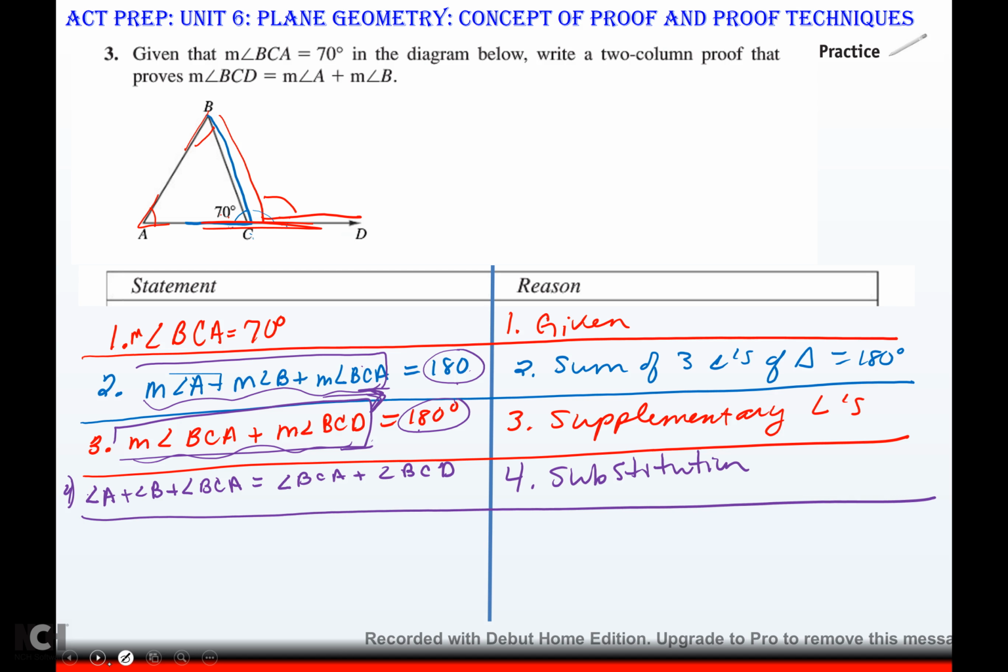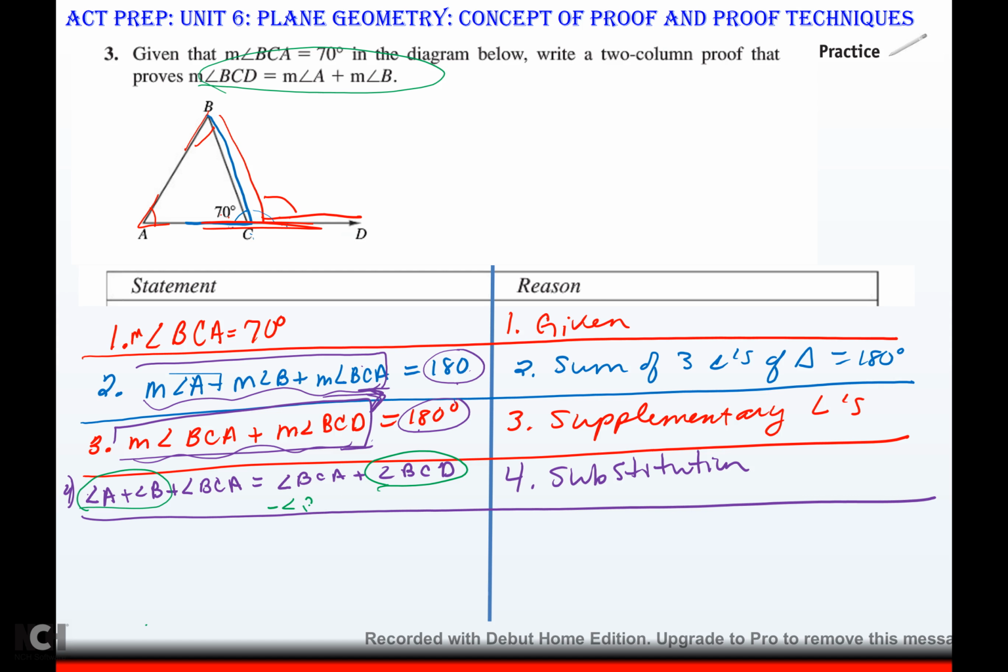Alright, and now you're not supposed to do the math in your proof, but again, I want to show you why I came up with this. So the original thing I was trying to prove is that BCD is equal to A plus B. Well, it is because, again, you don't do the math in your proof. What I'm writing in green, you wouldn't actually write on your proof.